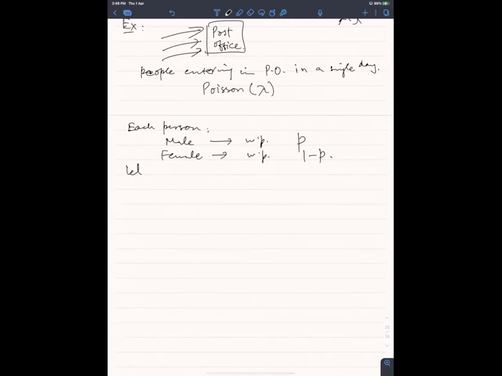So let x be the number of males going to the post office on a given day, and y the number of females going to the post office on a given day, okay?